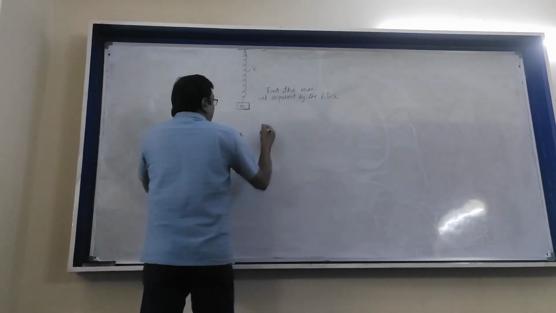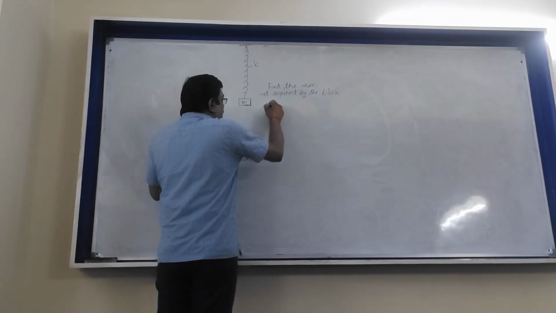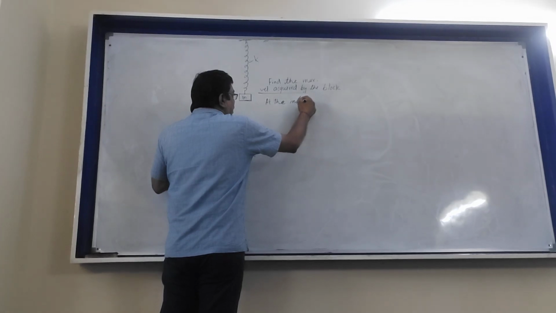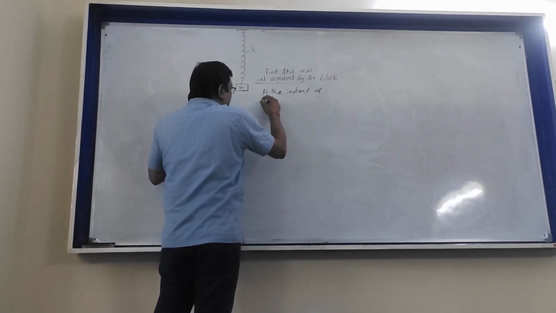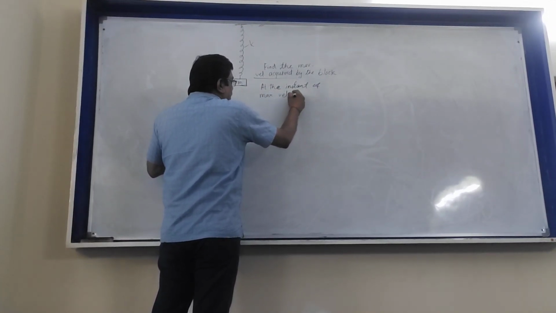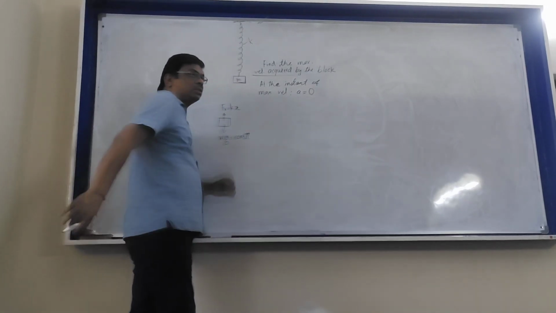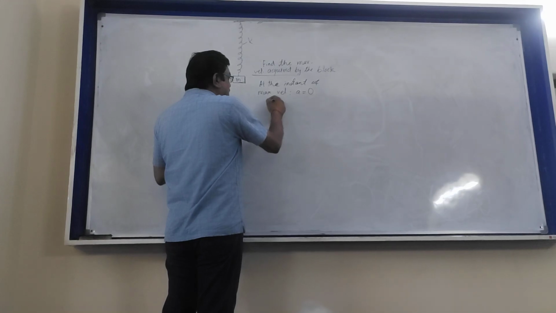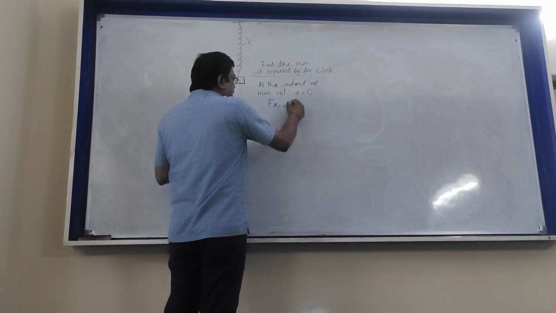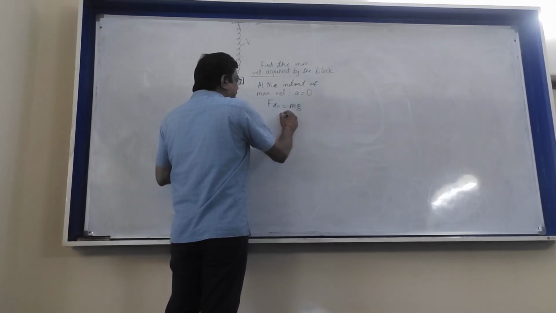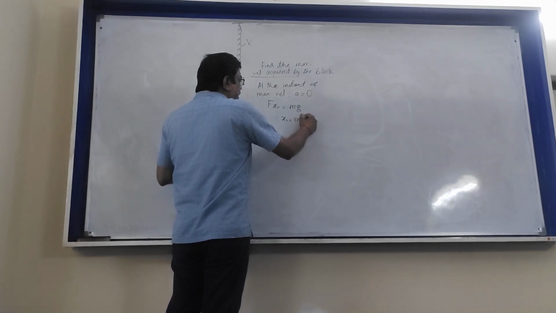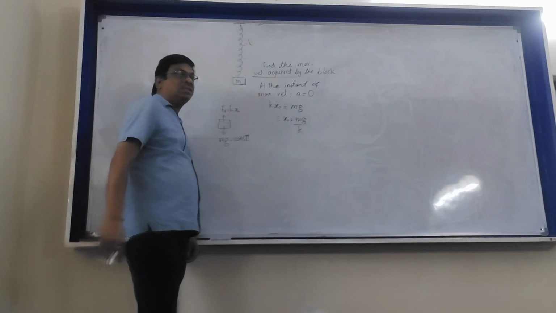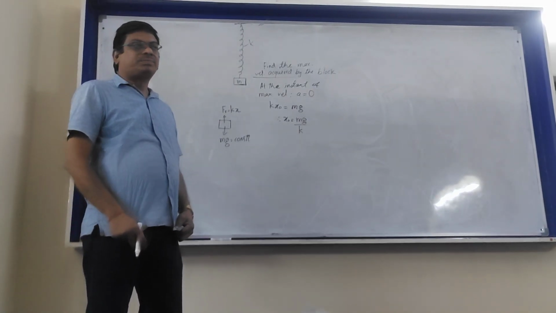So at the instant of maximum velocity, acceleration has just become 0 because it will be converted into retardation. So that means net force is 0. Let us say extension is x naught at that instant. So then extension is how much? mg by k. At this extension, it has maximum velocity.